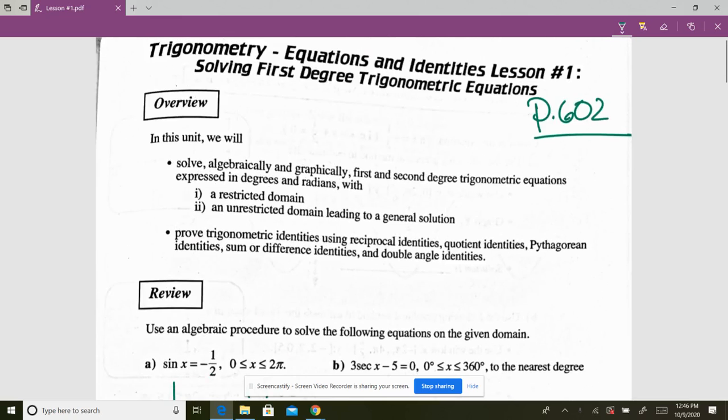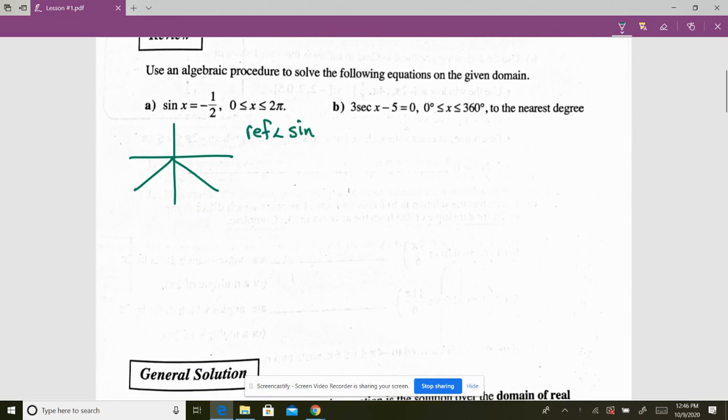Is it 601 or 602? 601. I got you close, plus or minus.